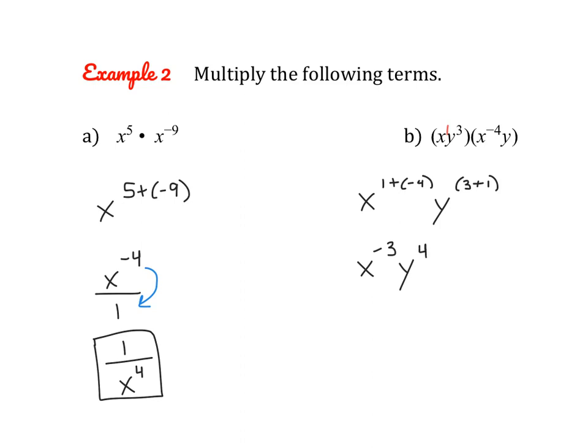So you'll see here that we have one of our variables with a negative exponent, so only this term is going to move to the bottom. So our final answer will be y to the power of 4 over x cubed. So our x term only has moved to the bottom. Since y has a positive exponent, we're going to leave it where it is in the numerator.